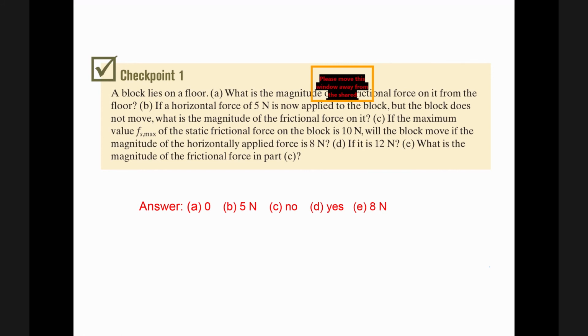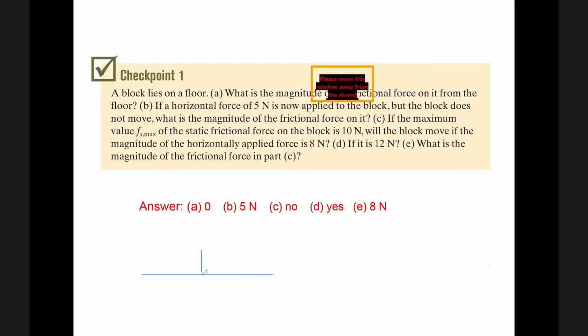Now the object is sliding. What is the magnitude of the frictional force in part C? If you applied 8, but the cap is 10, what is the magnitude of the frictional force? It is 8, because it did not reach 10. I applied 8, so it will oppose me with 8. Focus with me, I will draw it here because I know this is one of the things that confuses.